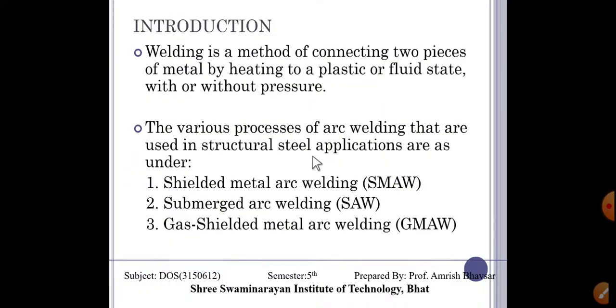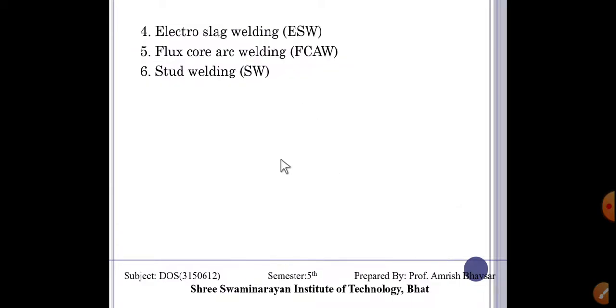Welding is a method of connecting two pieces of metal by heating to a plastic or fluid state, with or without pressure. The various arc welding processes used in structural steel applications are as follows: shielded metal arc welding, submerged arc welding, gas shielded metal arc welding, electroslag welding, flux core arc welding, and stud welding.